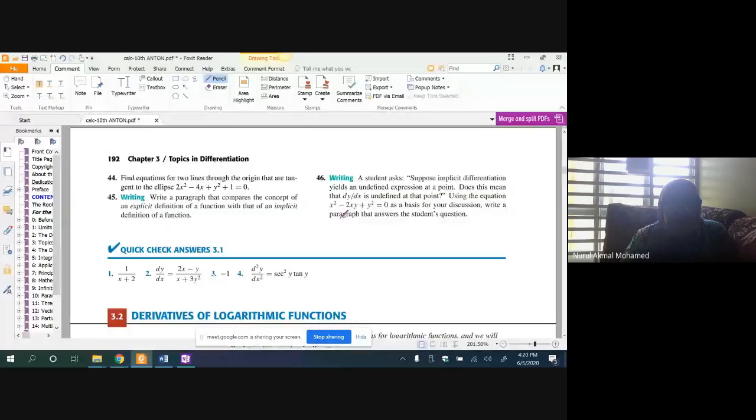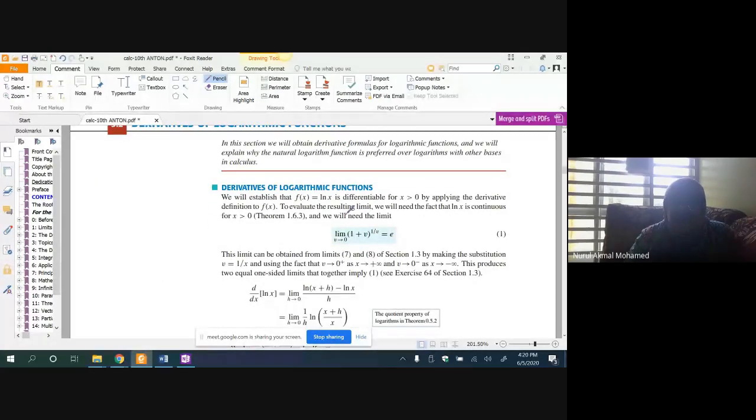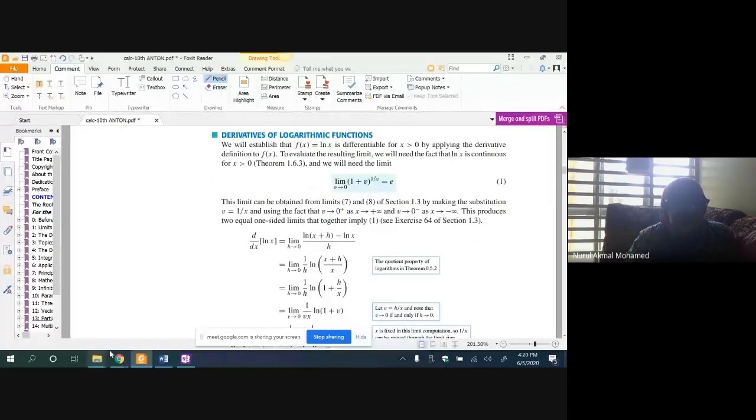Okay, let's continue with another topic, which is the derivative of logarithmic functions. Is it okay if we continue?